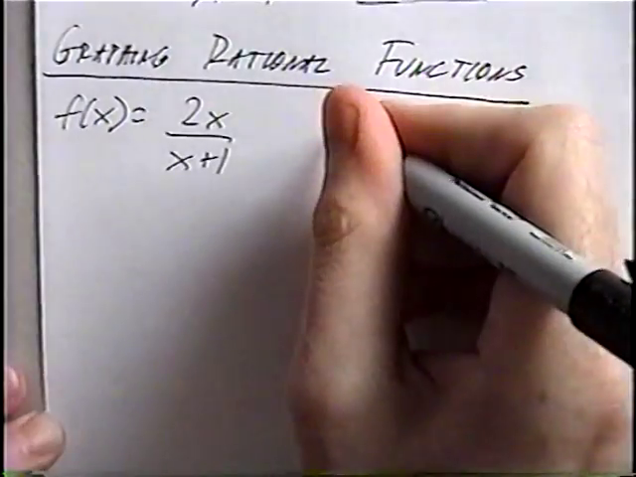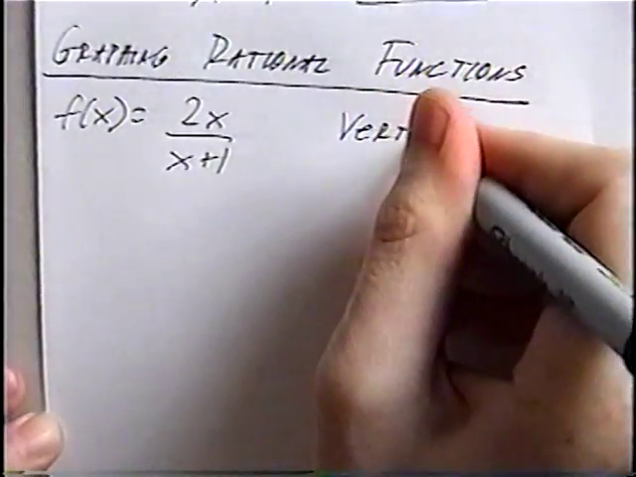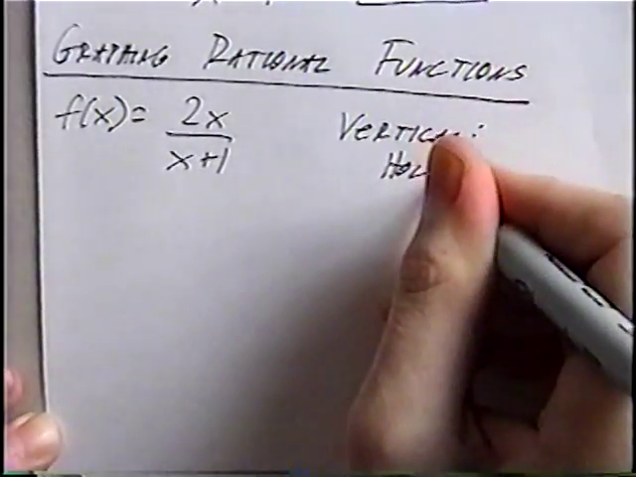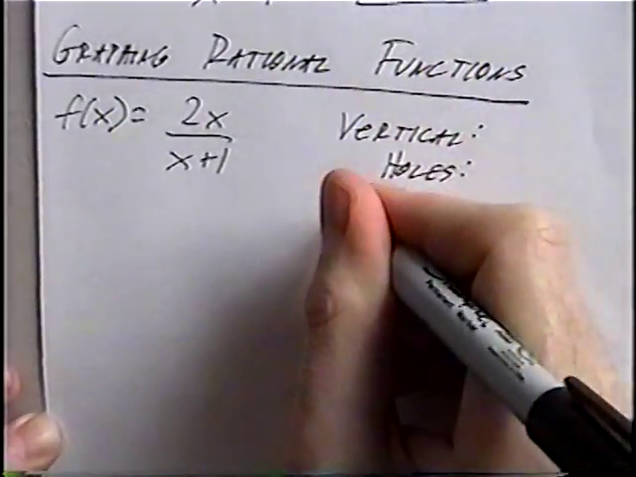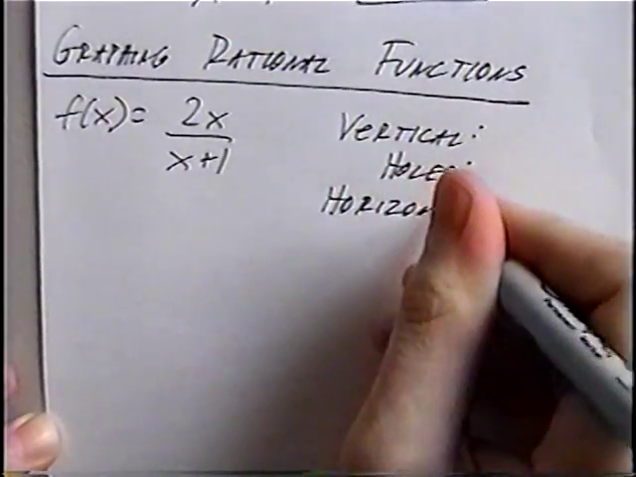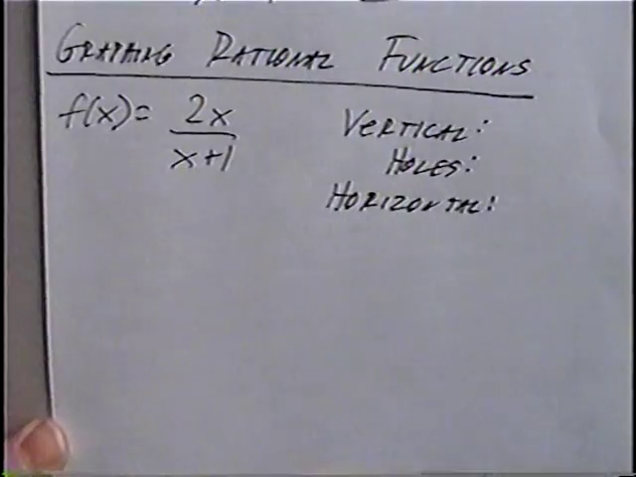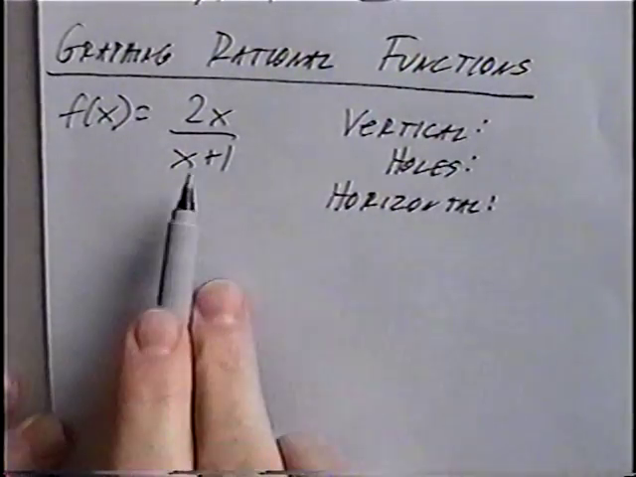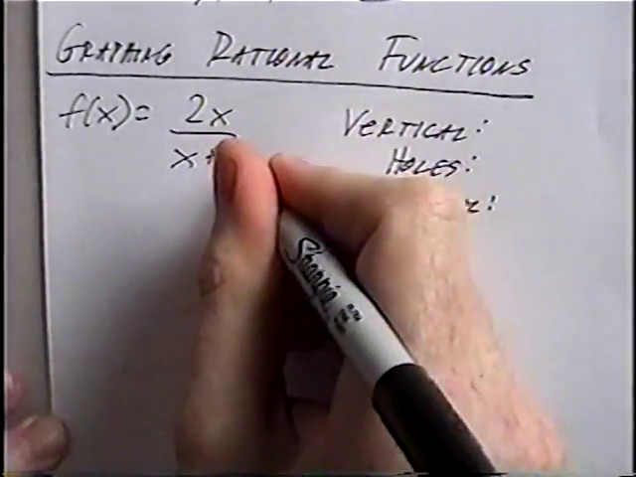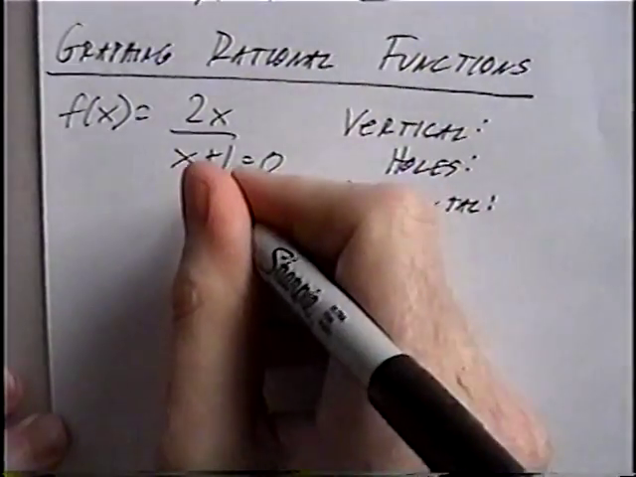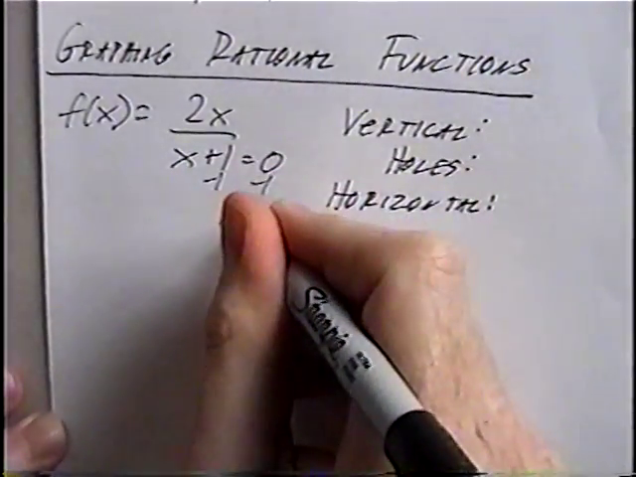First thing we'll do on this is find the vertical asymptotes, the holes, and also horizontal asymptotes. Once we find those three, then we can graph the function. Vertical asymptotes, again, you set the denominator equal to 0. x plus 1 equals 0. In this case, x would equal -1.